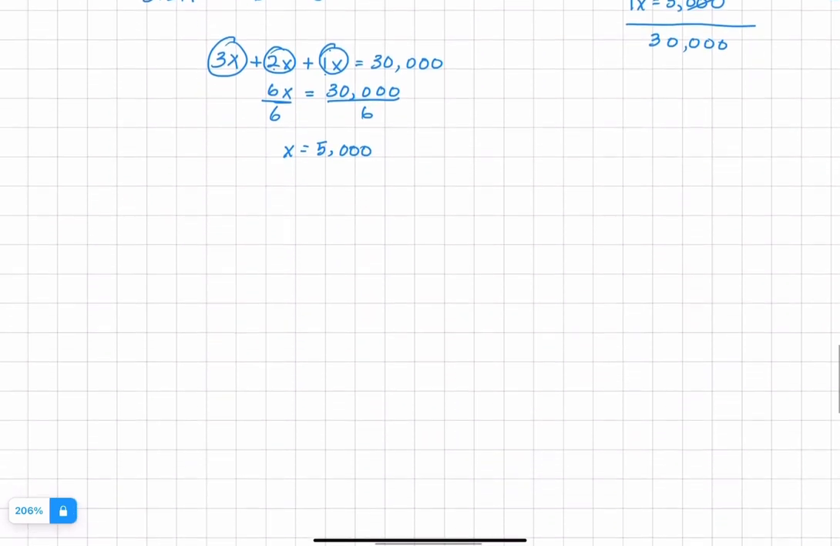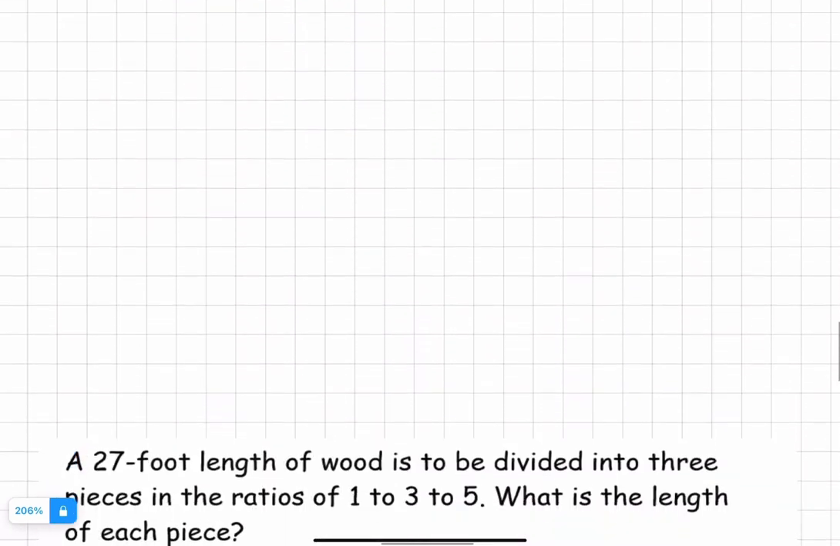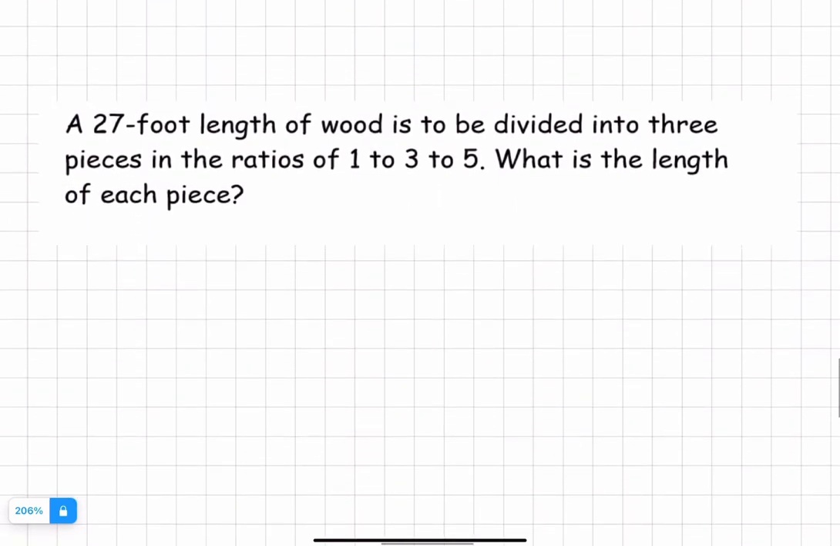Let's go to our next problem. All right, so a 27-foot length of wood is to be divided into 3 pieces in ratios of 1 to 3 to 5. What is the length of each piece? So we know that we can put this in an equation form. So there's a 27-foot length of wood. So we have 27, that's all we have. And they're being cut into 1 to 3 to 5.